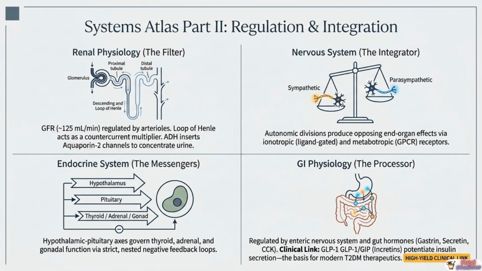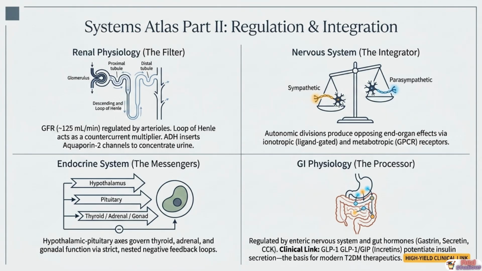Next in our systems atlas, we examine integration and metabolic regulation. Renal physiology focuses on filtration and fluid balance. The glomerulus filters blood at a normal rate of roughly 125 milliliters per minute, tightly regulated by altering afferent and efferent arteriolar resistance. The loop of Henle then acts as a countercurrent multiplier to build a concentrated medullary gradient.